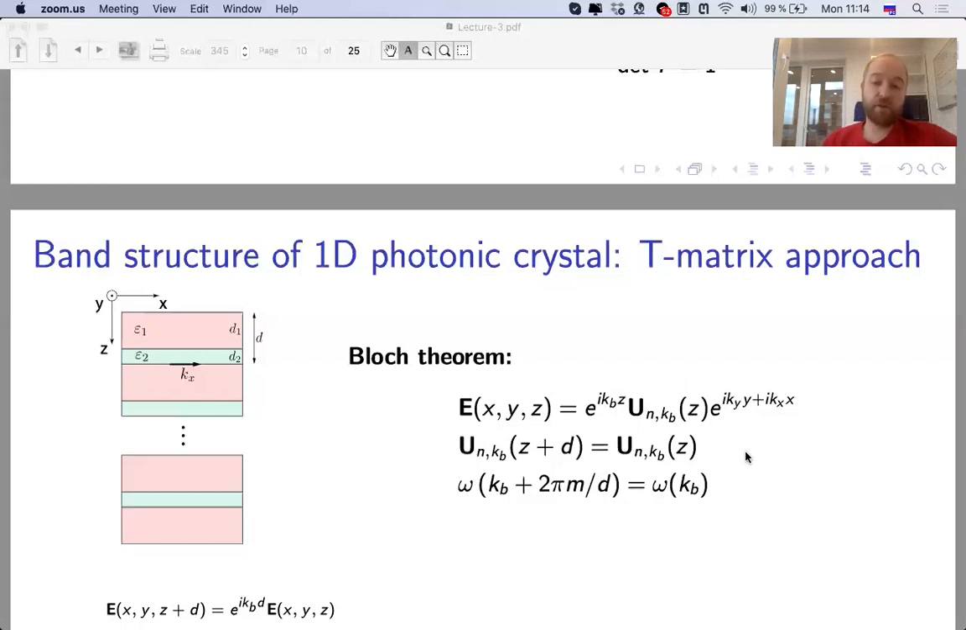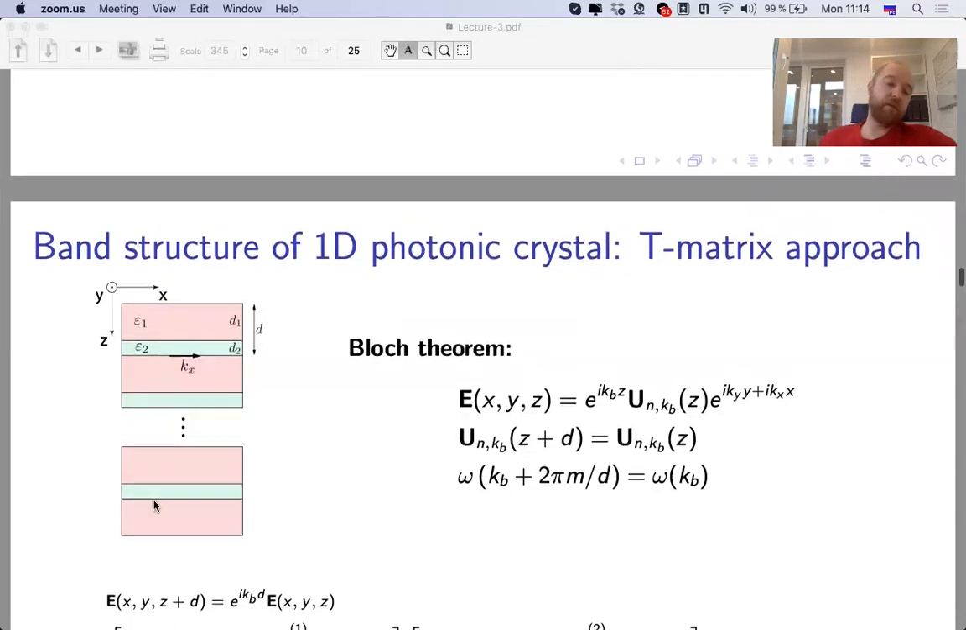The function u is periodic in space. And omega as a function of kb is also a periodic function in the reciprocal space. The period is 2 pi m over d, where d is the period. If I have the periodic structure and I add period d to z, the electric field is not a periodic function. My potential is periodic, but the electric field solution is not periodic. It has some periodic part, like function u, but it also has this exponential factor.